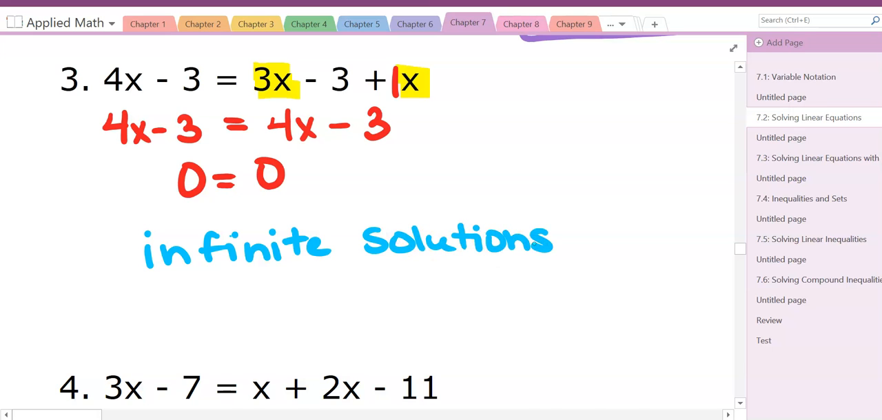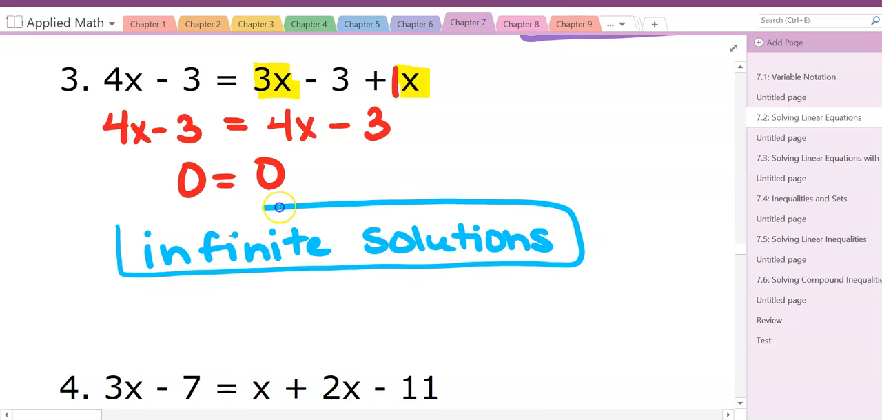Remember that word infinite is like infinity, which means it goes on forever. So infinite solutions means any number would work. I could put in anything for x. I could put in a 2, a 20, 200, negative 2, negative 20, negative 200, anything I wanted to, and it's going to end up balancing out. So it's infinite solutions.